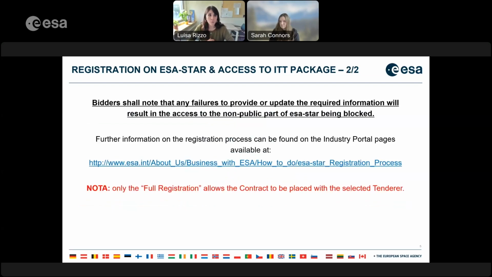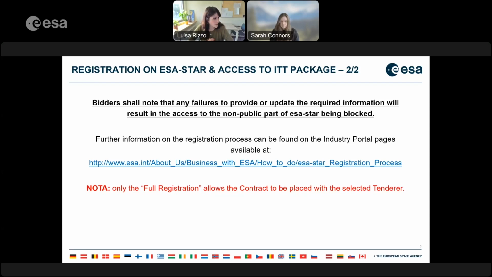That's an internal suggestion, but trust me, this will save you a lot of problems, especially if the proposal is recommended. Moving to the next slide on the registration on ESA Star. Again, this is information for you. Bidders shall know that any failure to provide or update the required information will result in the access to the non-public part of ESA Star being blocked.